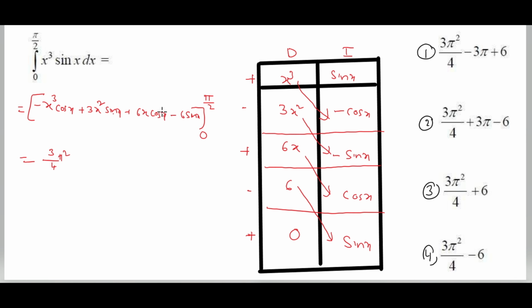And 6 into pi by 2 into cos 90 is 0, minus 6 into sin 90, that is equal to minus 6. This is the upper bound. For the lower bound 0, x value is 0 and sin value is also 0, so the lower bound value is 0. That is equal to 3 pi square by 4 minus 6. Here the fourth option is the correct answer. That is the answer.